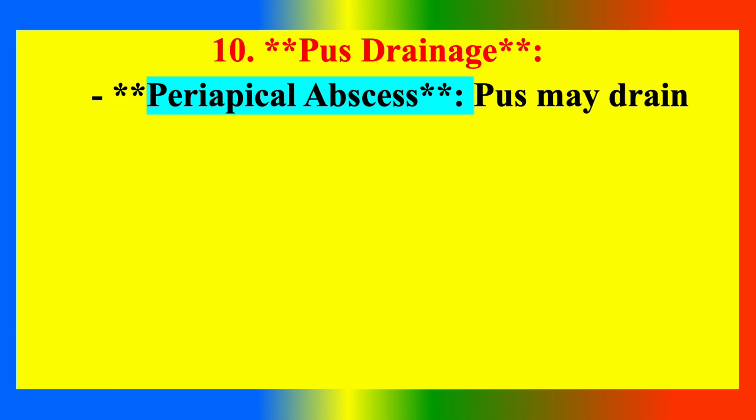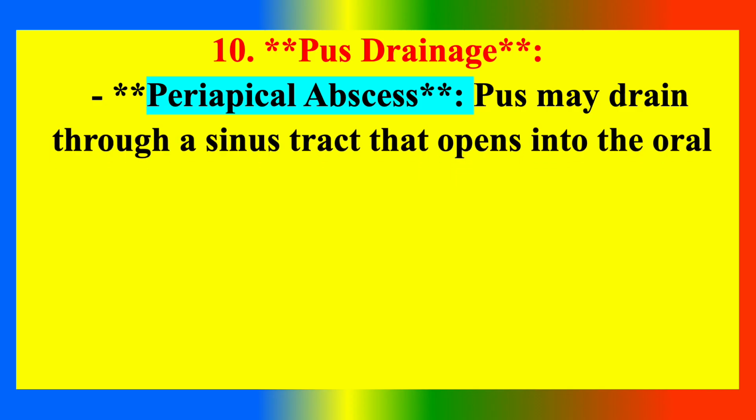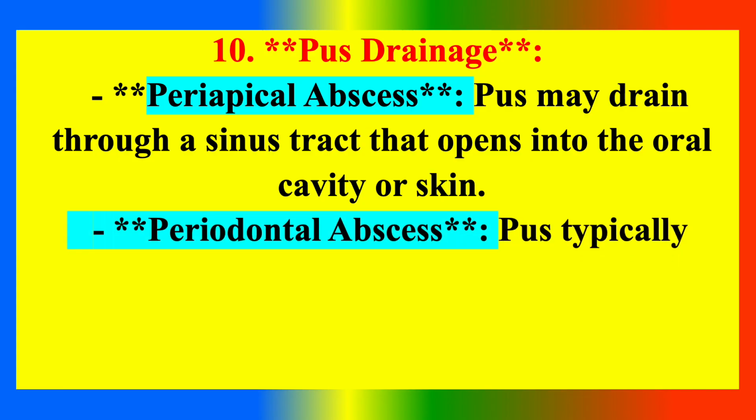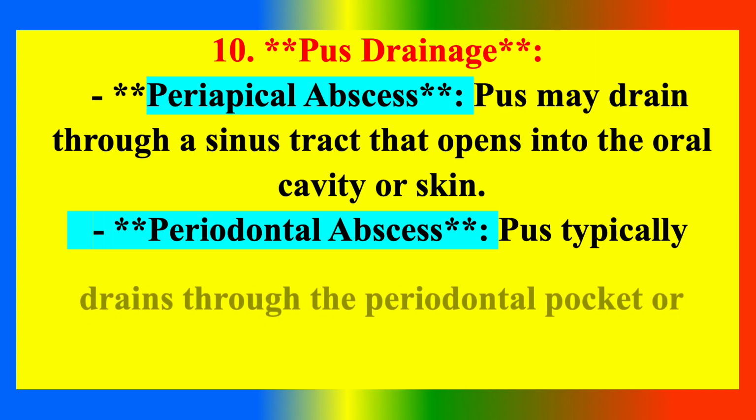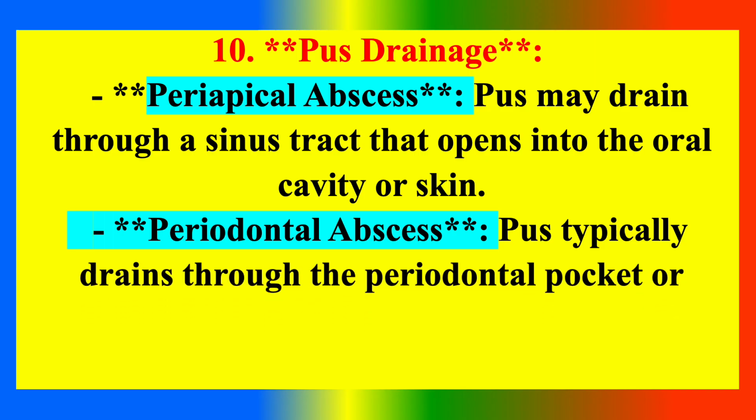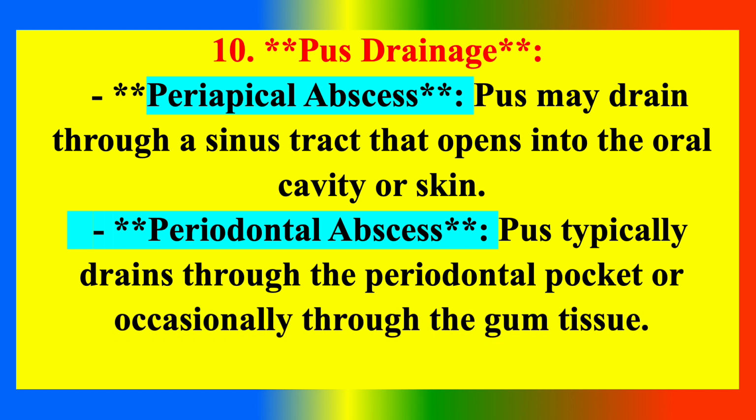Ten, pus drainage. Periapical abscess: pus may drain through a sinus tract that opens into the oral cavity or skin. Periodontal abscess: pus typically drains through the periodontal pocket or occasionally through the gum tissue.